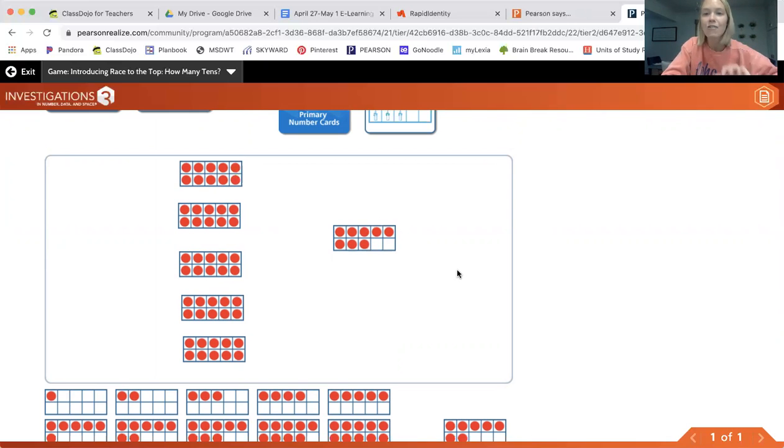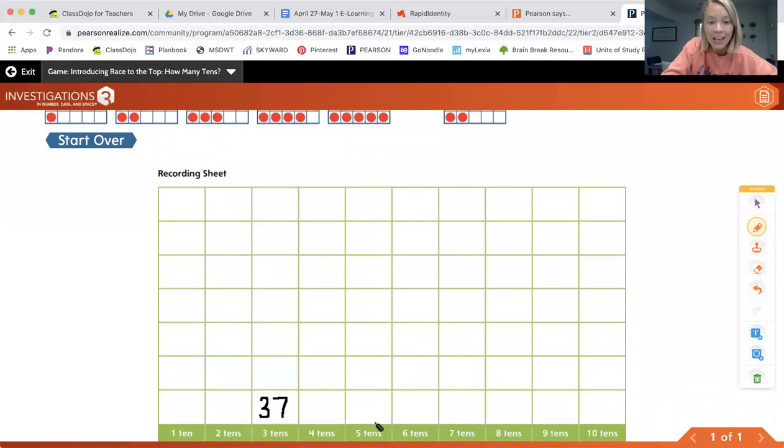All right, now I want to see how many groups of 10 I made. So 1, 2, 3, 4, 5. So I can scroll down here and I see that 58 has 5 groups of 10 in it. So I'm going to write the number 58 right here by 5 tens.